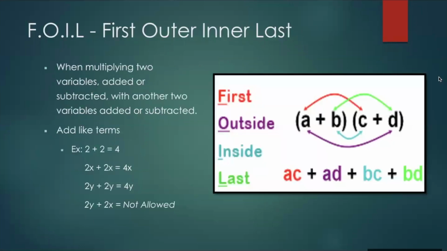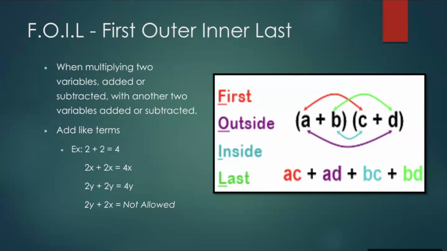Ready? Next is the FOIL method. This stands for first, outer, inner, last, right? When multiplying two variables added or subtracted with another two variables added or subtracted, you add like terms. So example, 2 plus 2 equals 4, 2x plus 2x equals 4x, 2y plus 2y equals 4y. However, 2y plus 2x is not allowed because they are not like terms. And we'll get to this more on the right.